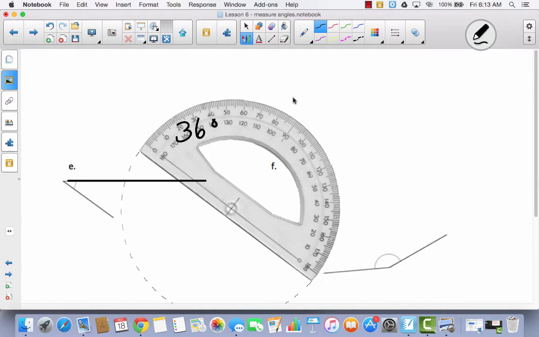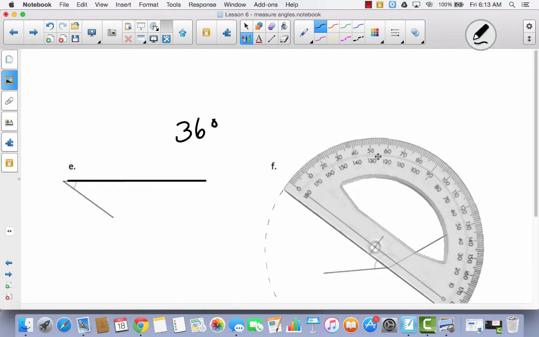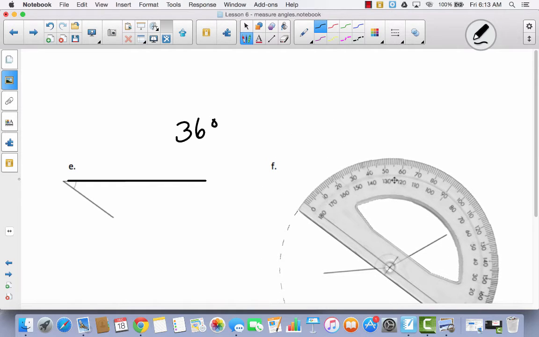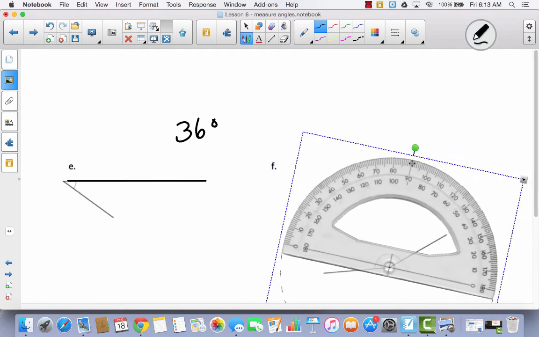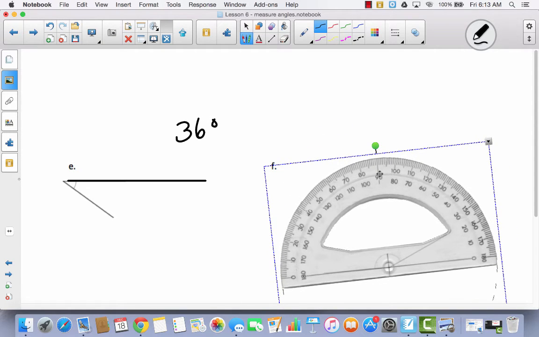All right, let's take a look at this one. Now, just by looking at this angle before I even measure it, I can see that it's already obtuse. So that means that it has to be greater than 90 degrees.